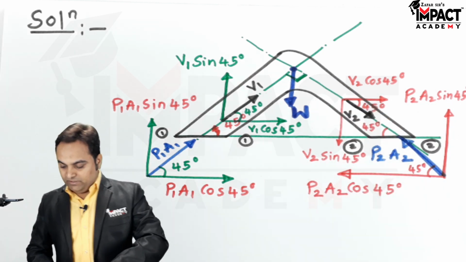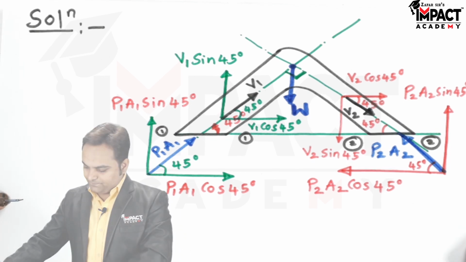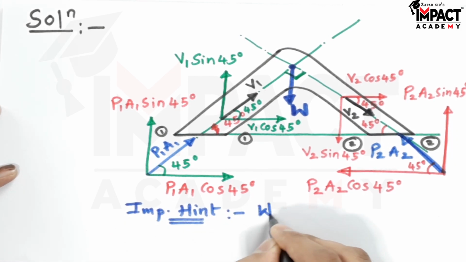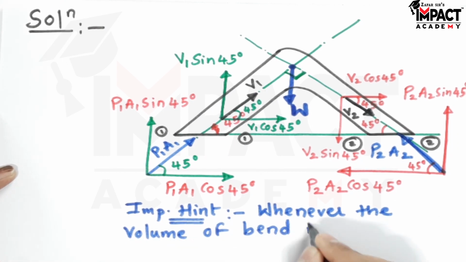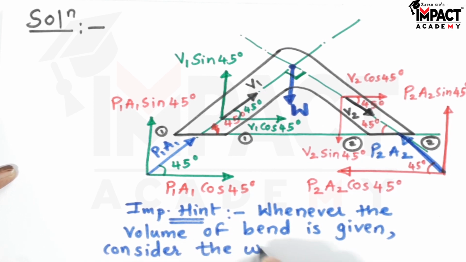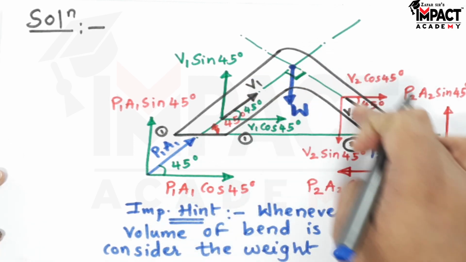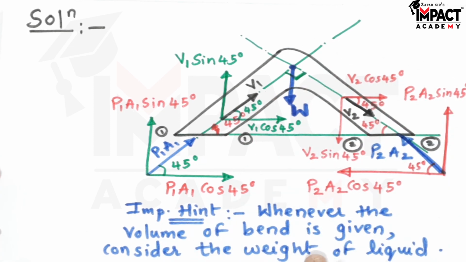So therefore here I'll write down a small hint regarding this same case. Whenever the volume of the bend is given, that same amount of volume will be there for the liquid which is flowing in the bend. So we have to consider the weight of the liquid when the volume is given. In this case it is given.